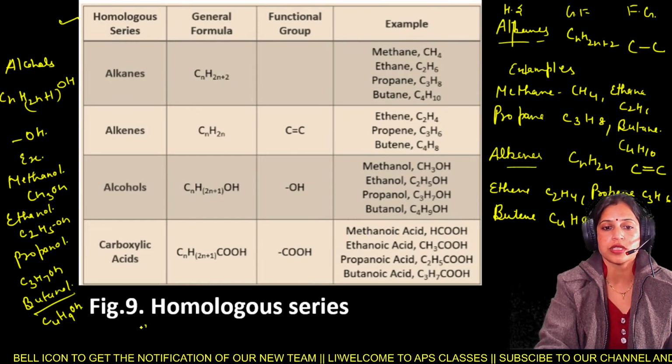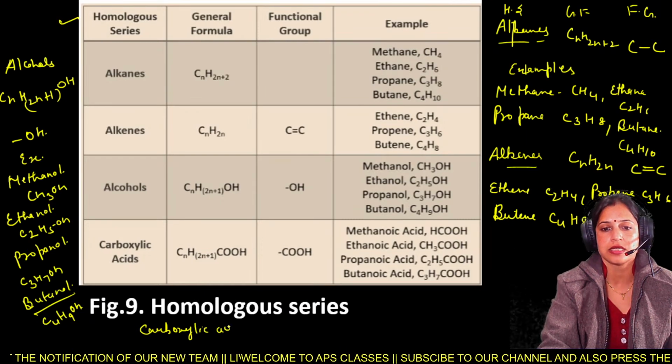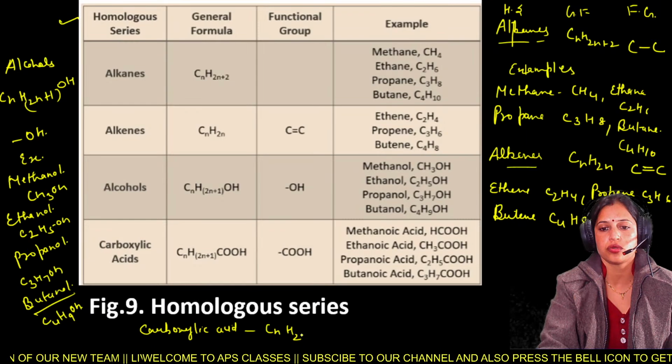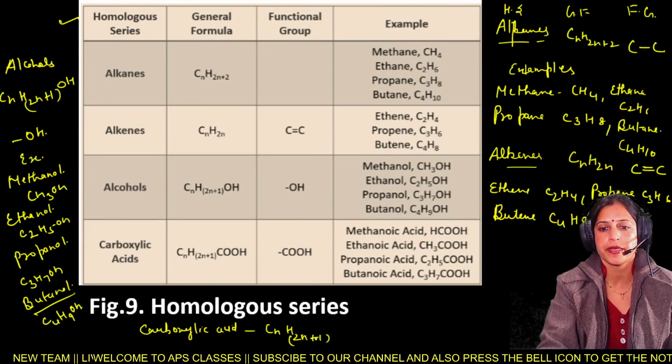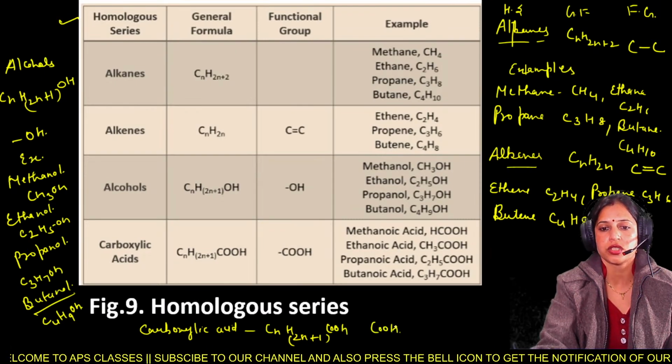Next is carboxylic acids. General formula of carboxylic acid is CnH2n+1 COOH. Functional group is COOH.